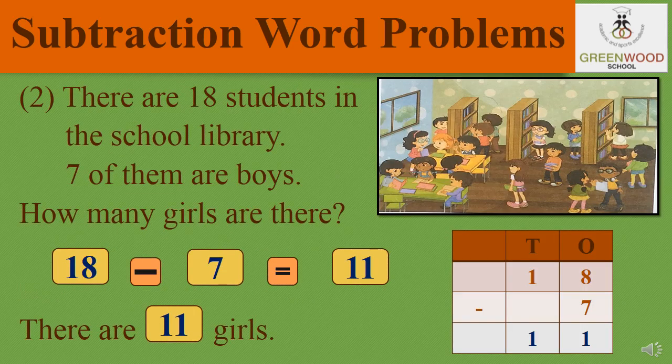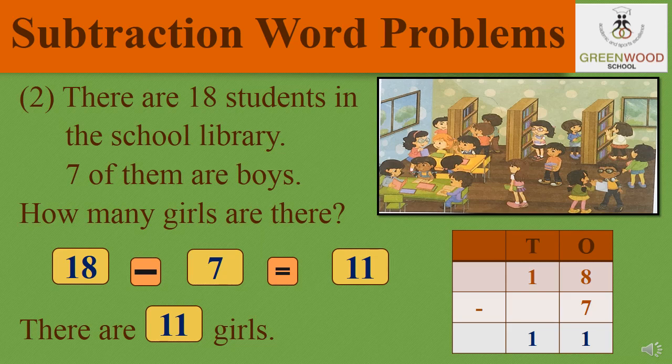Second example. There are 18 students in the school library. 7 of them are boys. So how many girls are there? Let's count. In the first box, number 18. In the second box, minus sign. In the third box, 7. In the fourth box, equals to sign. And in the last box, the answer will come.